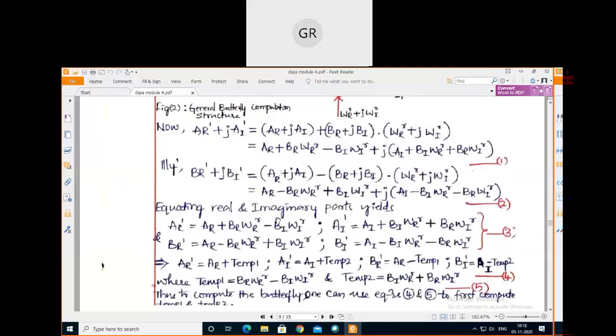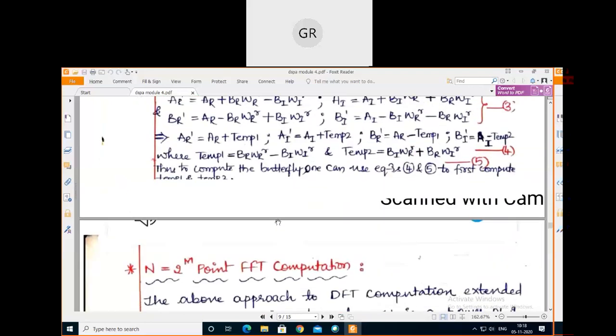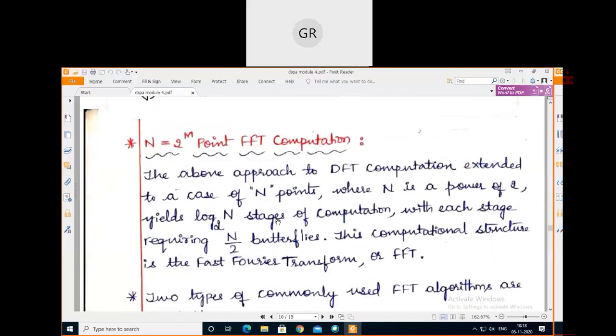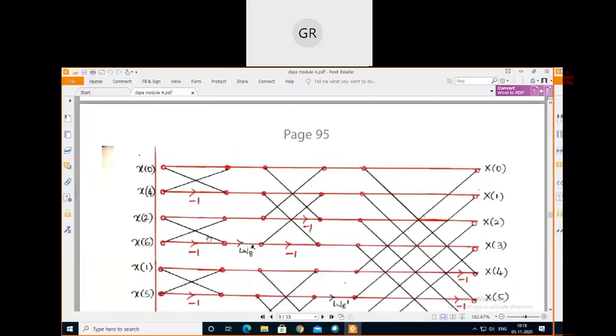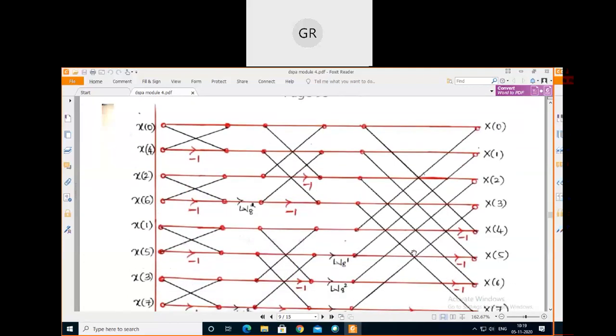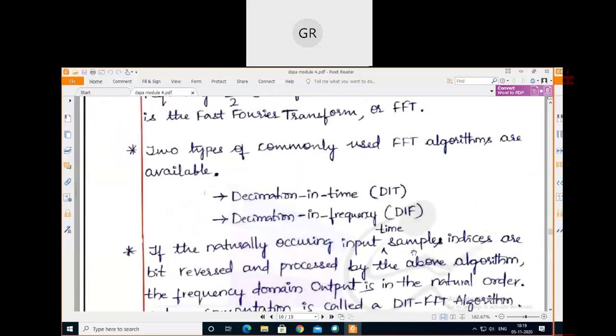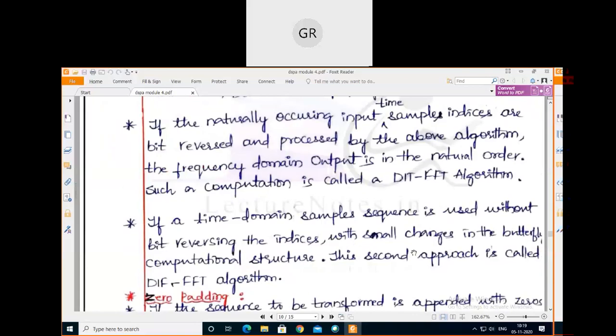Okay, just remember, they ask to briefly explain the structures of DIT FFT and DIF FFT when n is equal to 8. Draw the butterfly structures. Okay, but you can draw the 8-point DIT FFT, just reverse it. Okay, that is the 8-point DIF FFT. Okay, if you have any doubts, do you have any doubts?